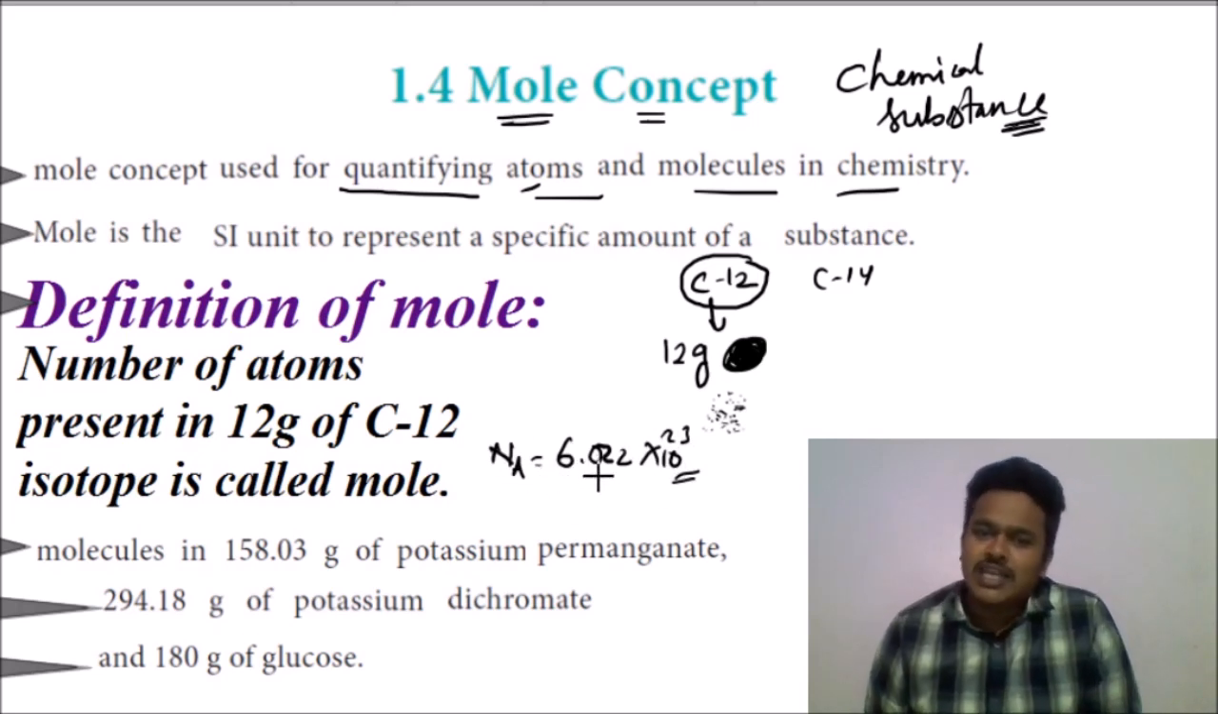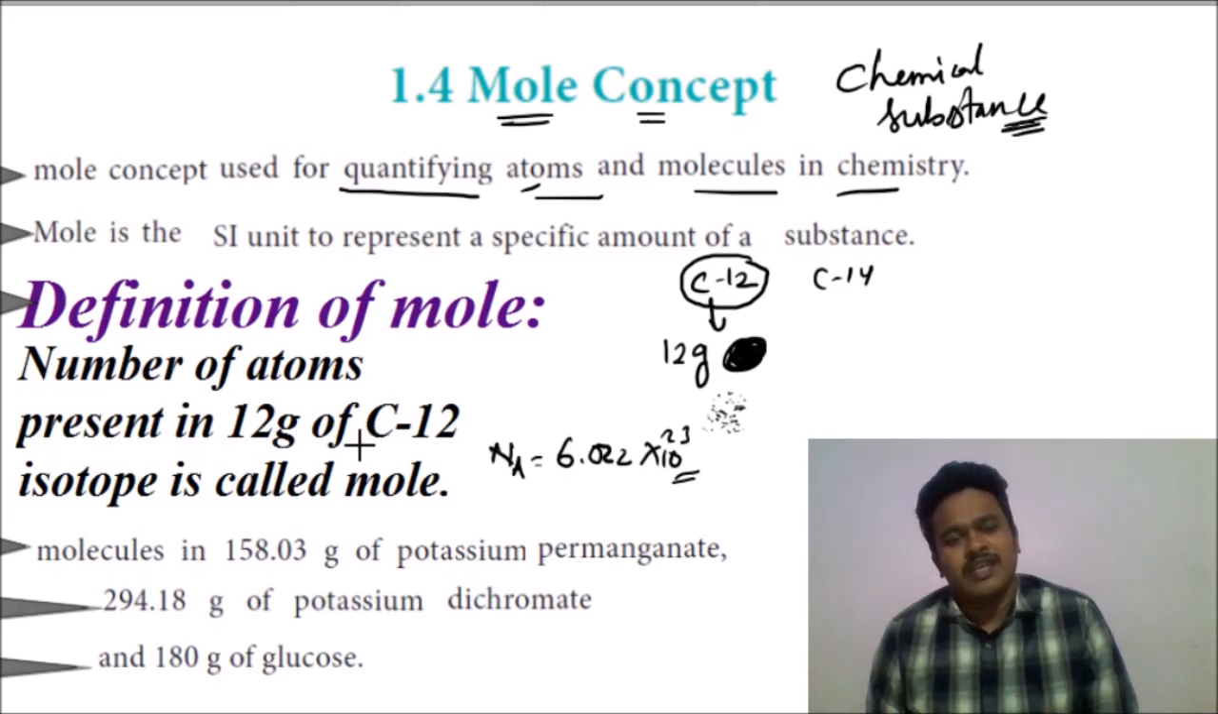But initially the definition is this: they take 12 grams of the C12 isotope, and the number of atoms in those 12 grams is defined as a mole. Okay, this is the standard one. Once we have the definition in the standard form, later we can apply it to any chemical substance.